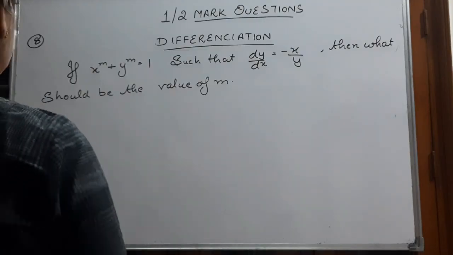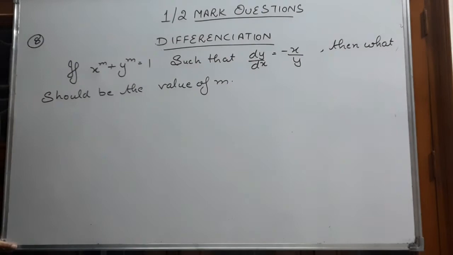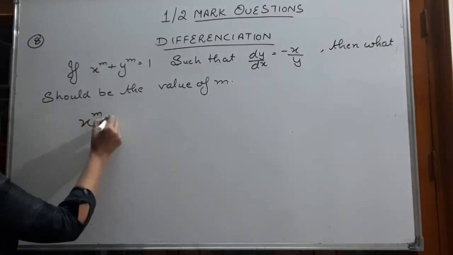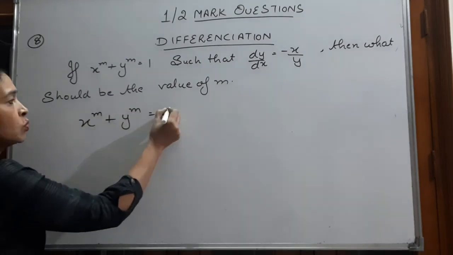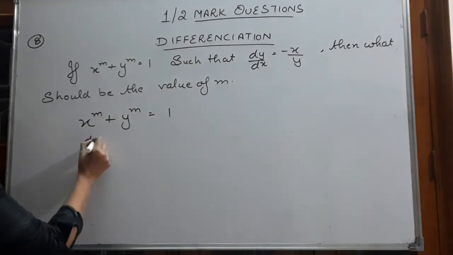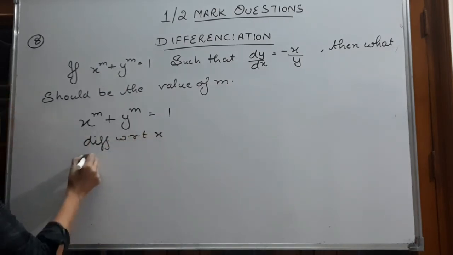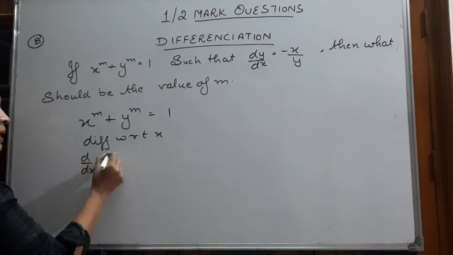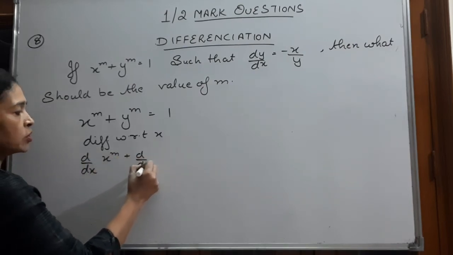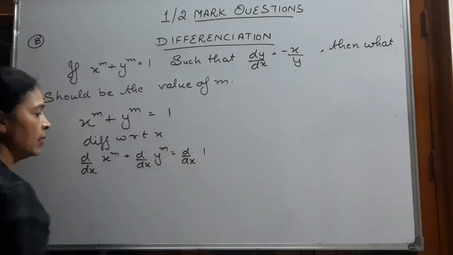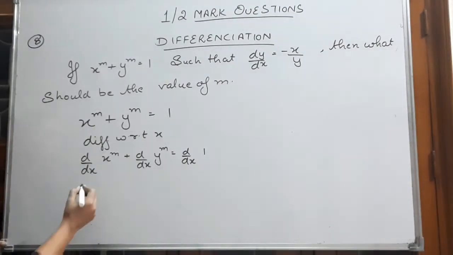If x to the power m plus y to the power m equals 1 such that dy by dx equals minus x upon y, what should be the value of m? Now children, we have the function x to the power m plus y to the power m equals 1. We will differentiate it with respect to x. d upon dx of x to the power m plus d upon dx of y to the power m equals d upon dx of 1. What is derivative of x to the power m?